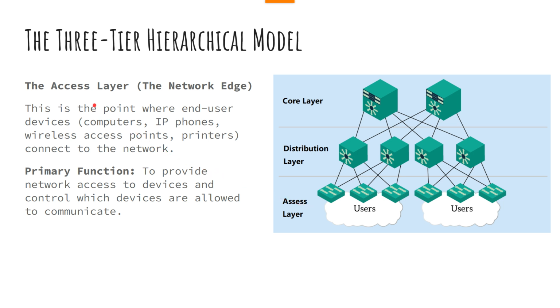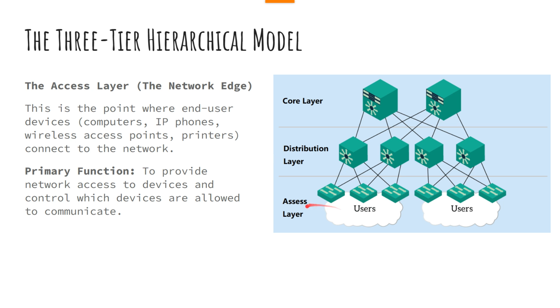So the first is the access layer, also called the network edge layer. This is the point where end user devices like computers, laptops, IP phones, wireless access points, printers, IP based Xerox machines, etc. connect to the network.